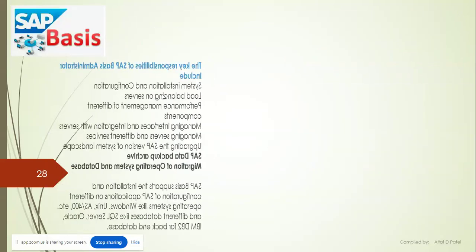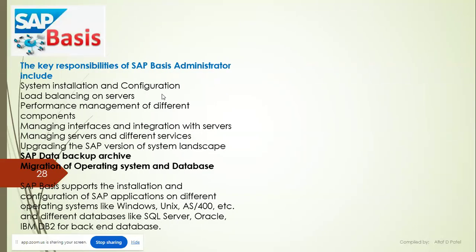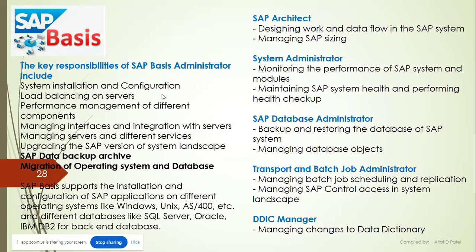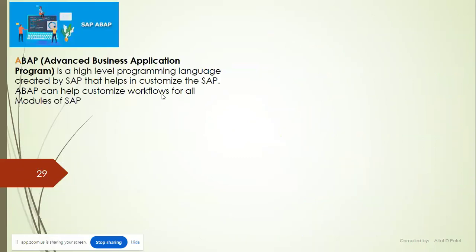So coming to the important basis is, as I explained to you, is the very heart of the operation of this one. He maintains all the backup, software levels of SAP as well as the hardware. All these things will maintain. So he maintains the total SAP architecture, system administration, SAP database administration, transport and batch job administration. Very important person. Basis and ABAP are two important functions.